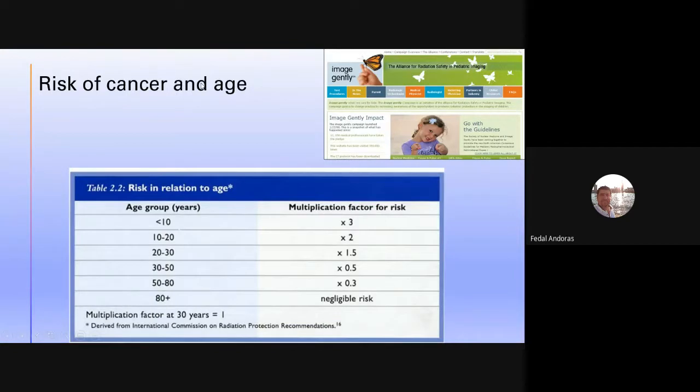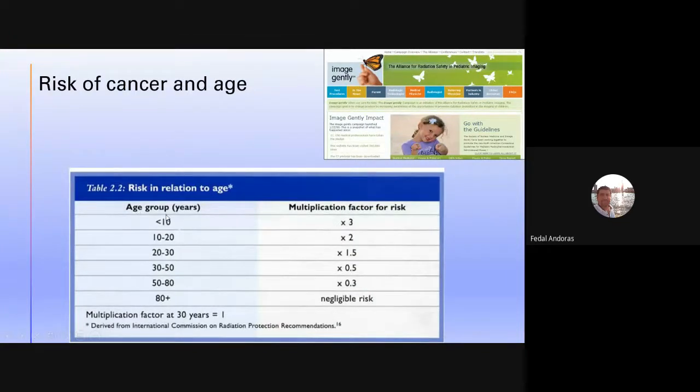So risk of cancer and age, عندهم أشياء كلش حلوة. They try to persuade their people not to overexpose, so they have like a campaign saying Image Gently. شوف image gently يعني بكل هدوء. يعني إنه don't increase that for children especially.